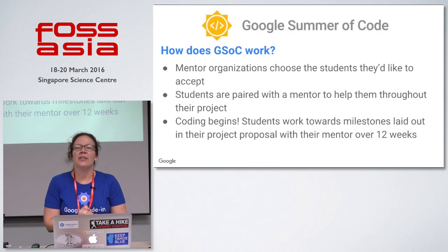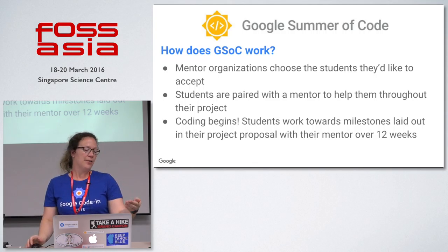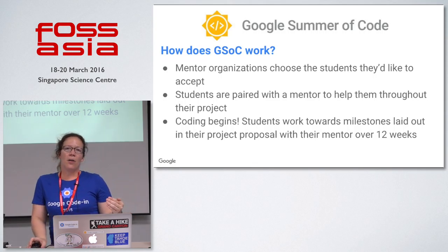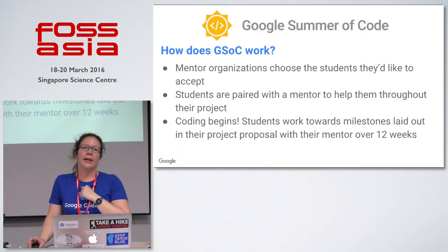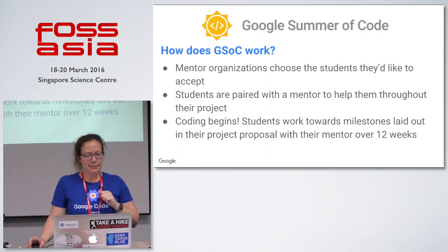And so what the organizations then do is they go in and go, okay, I have 5 student slots. Let's look at all of these proposals we've received. And then they pick the 5 projects that they think will be the most successful and that they really want to work, the students they want to work with for the summer. And then they select those students. And those students will be announced in April, on April 22nd.